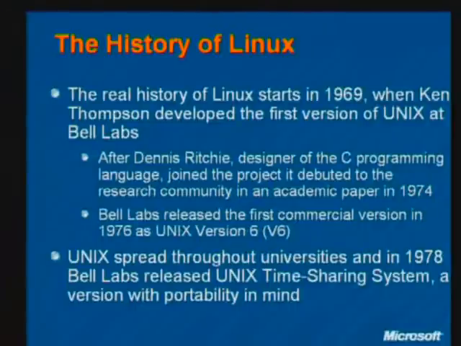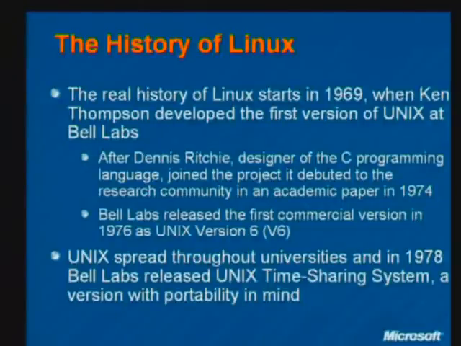If you look at Linux and try to figure out where it came from, you of course have to look back at the Unix operating system, which it's somewhat derived from. In that sense, the real history of Linux starts back in 1969 when Ken Thompson developed the first version of Unix at Bell Laboratories at AT&T. A few years later, Dennis Ritchie, who designed the C programming language, he's the father of C, joined the project, and they both debuted in a joint paper on Unix to the academic community at a conference in 1974. And Bell Labs, a couple of years later, released the first commercial version, which was called Unix version 6.